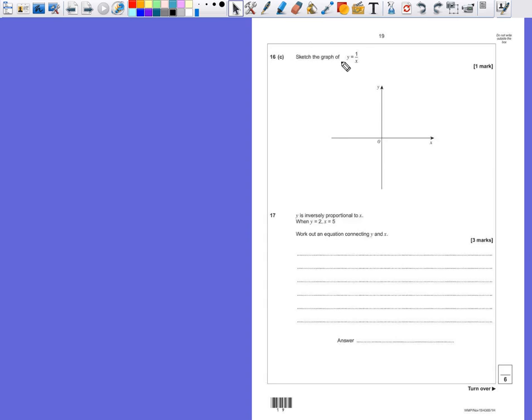Question 16c, sketch the graph of y equals 1 divided by x. Now, this is where the fun games come in, because 1 divided by nothing you cannot do. Division by 0 is impossible. 1 divided by 1 is 1. Now, normally we would have that quite low, but 1 divided by 2 is even smaller.